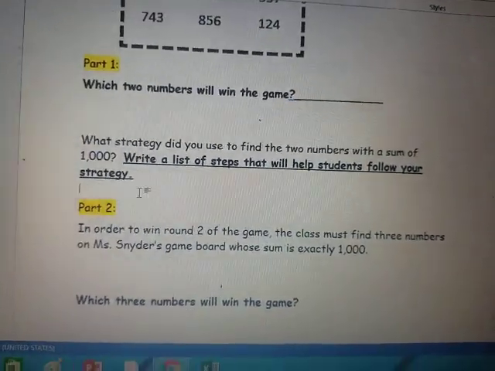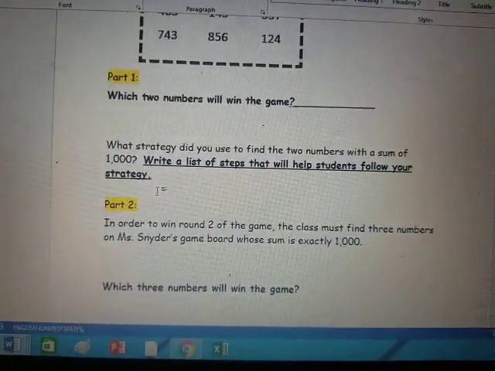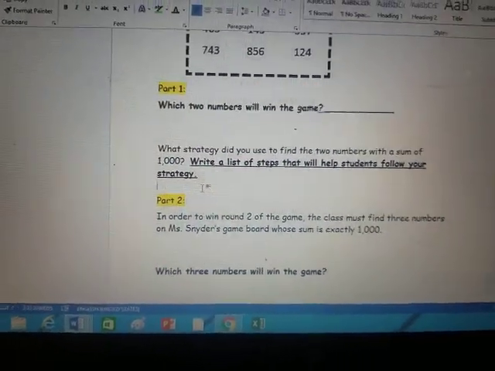So next I tried blah, blah, blah. So you need to go into detail about how you found your answer. Be sure to write it below.